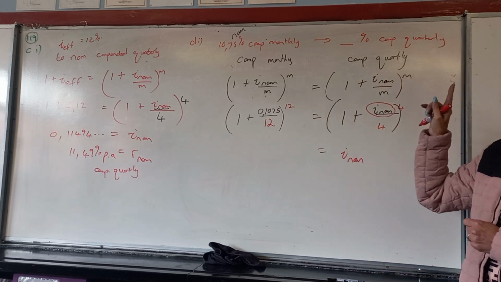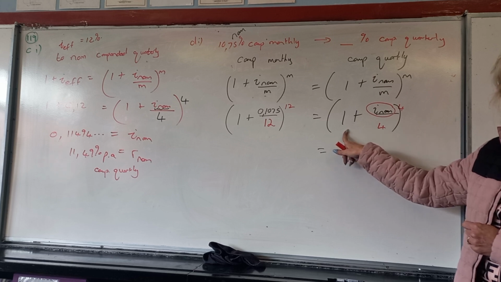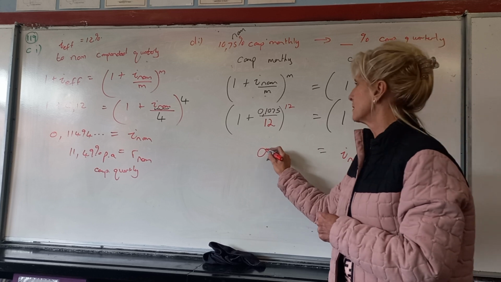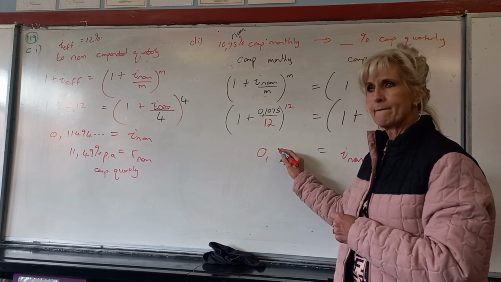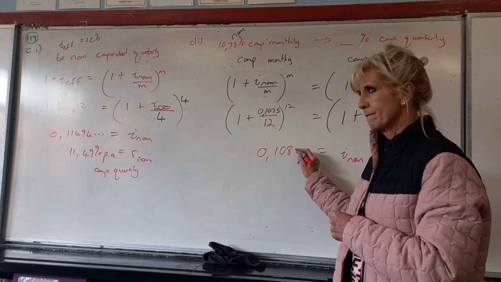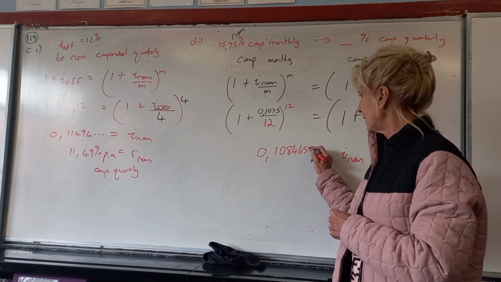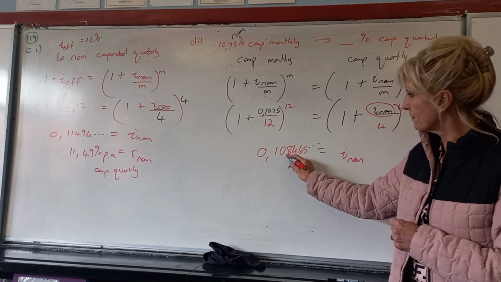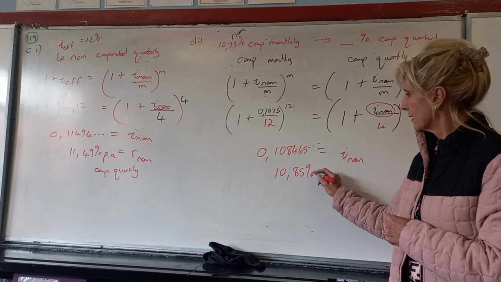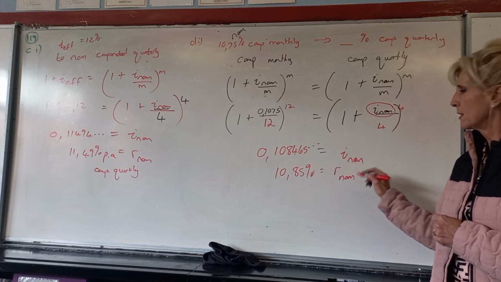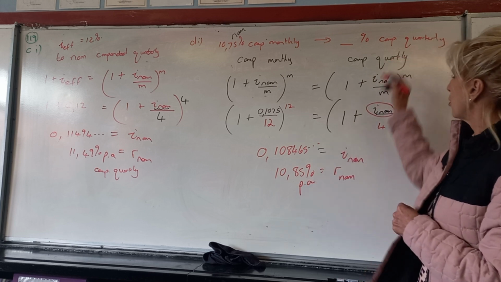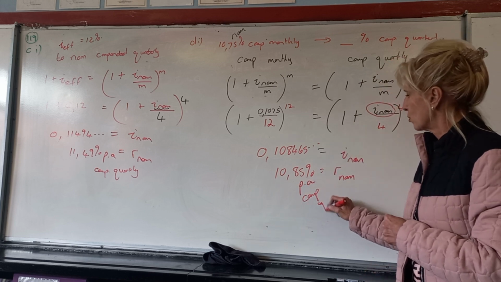Fourth root, minus 1, times 4, and the answer is 0.108465. Okay, then I've got enough to round off there. It's going to be 10.85%, which would be my nominal rate. Right, so this is per annum, but compounded quarterly.